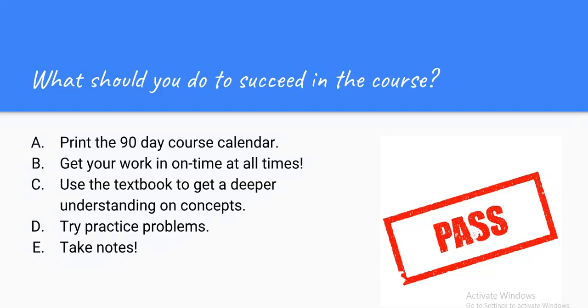Also, what exactly should you do to succeed in the course? That's a really big question. I'm going to break it down for you. The first thing, obviously, when starting the course, you should always, for all courses, print the 90-day course calendar. This will keep you on track at all times because you'll be able to check off everything you finished, which day, which time, and whenever it's due. You'll see all the information on those pages. So definitely print that out at the beginning of the semester. If you haven't already, go ahead and print it now.